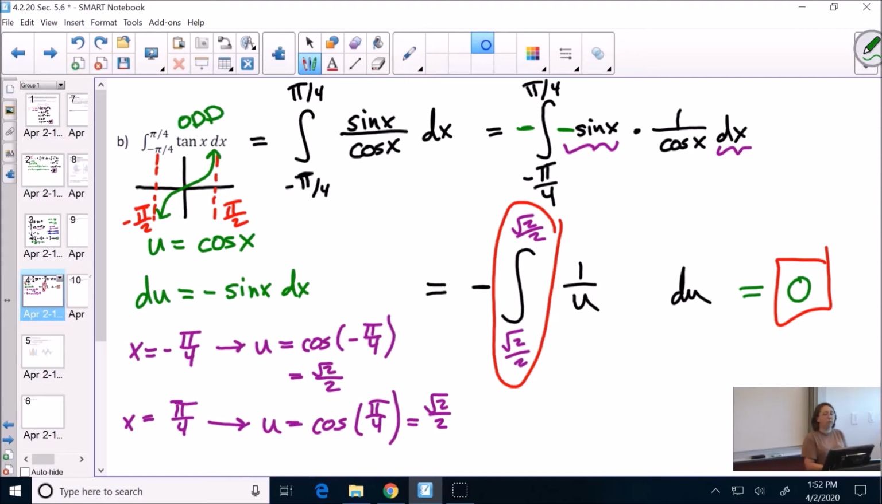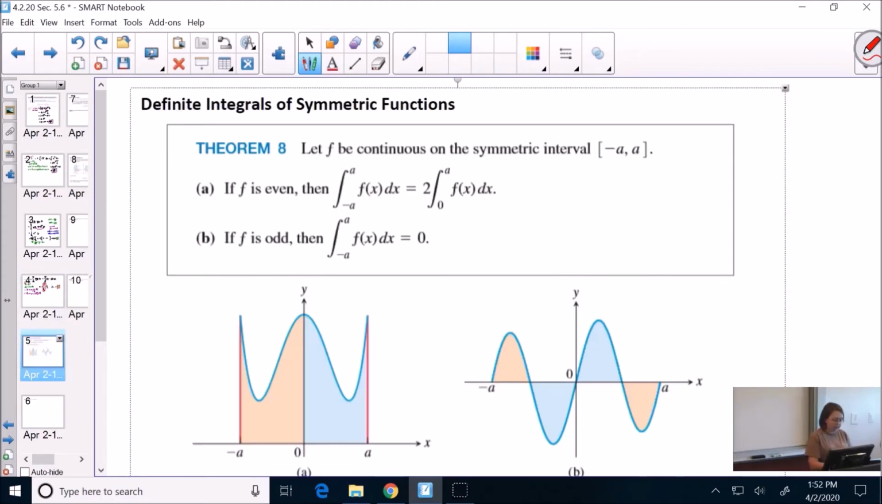An odd function is very special because it's symmetric across the origin, meaning the area from negative pi over 4 to positive pi over 4 is opposite of each other. We have a negative area on the left side of the y-axis, and a positive area on the right side. They're the same size area because they're symmetric. Because of the same size area but opposite signs, they cancel each other out. And that is what we're going to talk about here.